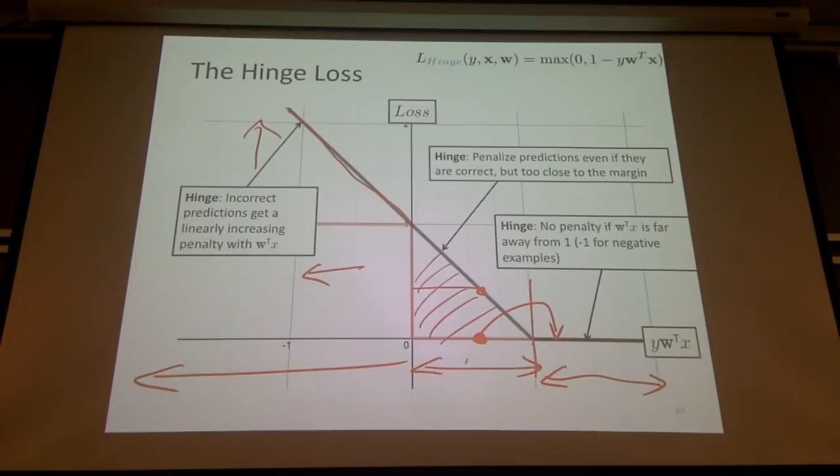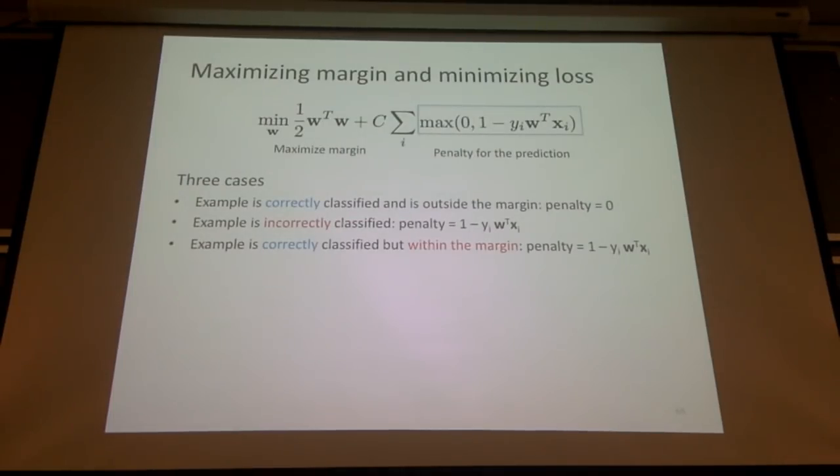So just to quickly summarize, the Hinge loss tries to simultaneously capture 3 cases: misclassifications are penalized, correct predictions have no penalty, but even predictions that put points within the margin are penalized. And the penalty in both cases is 1 minus y w transpose x.